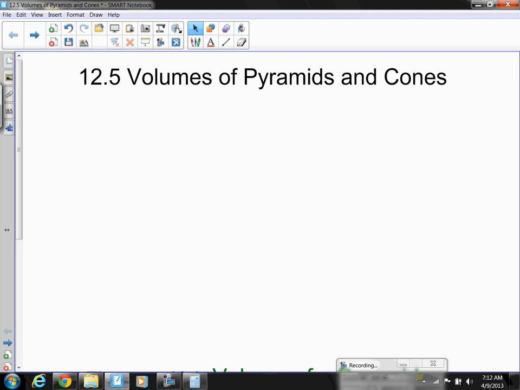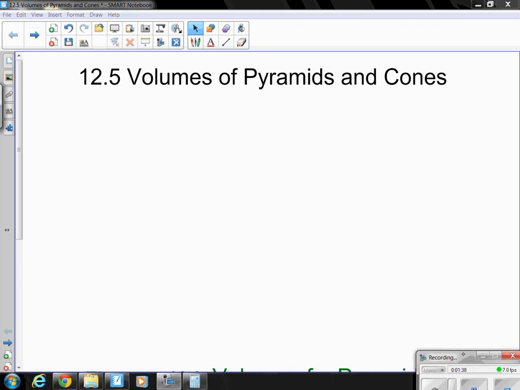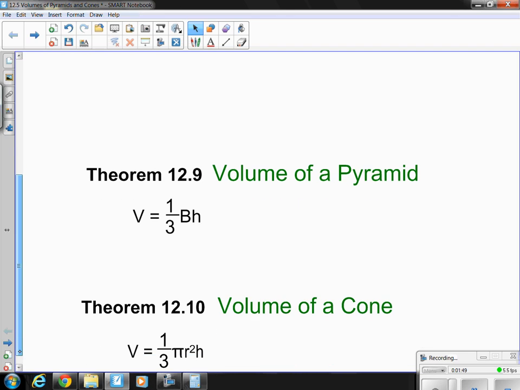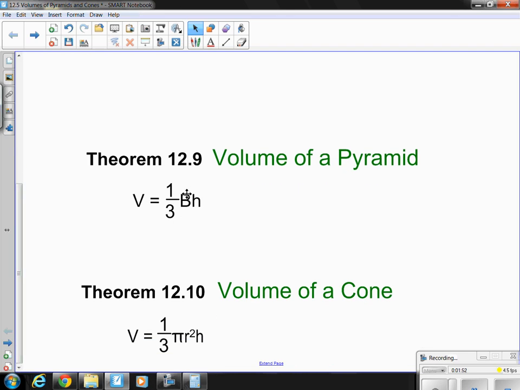All right, so hopefully you noticed that 3 pyramids made up one prism. And that's how we come up with the volume of a pyramid. We take the volume of a prism, base area times the height, and we find a third of it. It's going to be the volume of a pyramid. And likewise, a cone is basically a pyramid, except we can switch our base for pi r squared, the area of a circle.